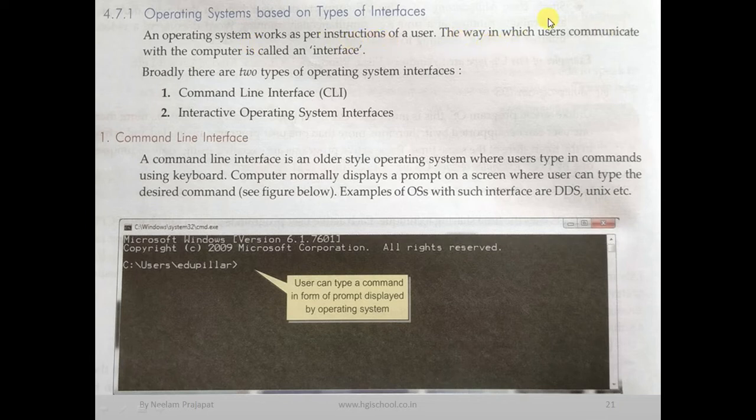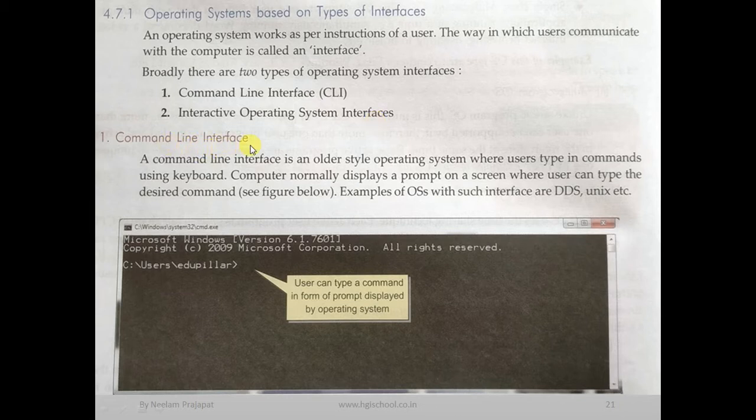The way in which a user communicates, there are different ways we can communicate. Either we can click by mouse pointer, or we can type some command or something like that. Now there are some operating systems in which there are no icons, nothing, and still we are able to use those operating systems. So the way in which a user communicates with the computer is known as the interface. Two types of operating system interfaces are command line interface and interactive operating system interface.